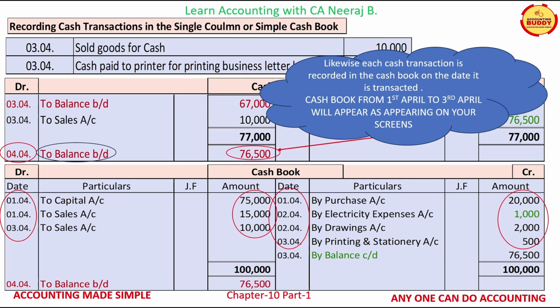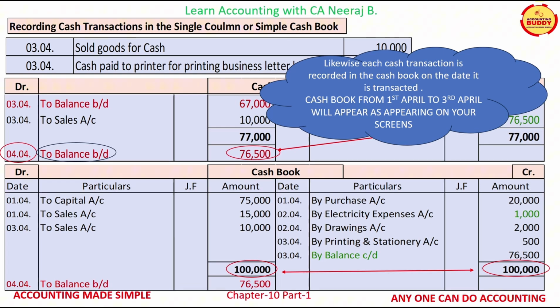Now, when from the total of the left hand debit side of $100,000, the total of all the right hand credit side transactions is deducted, we are left with a balance of $76,500, which will be shown on the right hand credit side of the cash book by writing the words to balance carried down at the end of the day of 3rd April. Now the total of the right hand credit side will also become $100,000. Thus the account is said to be balanced.